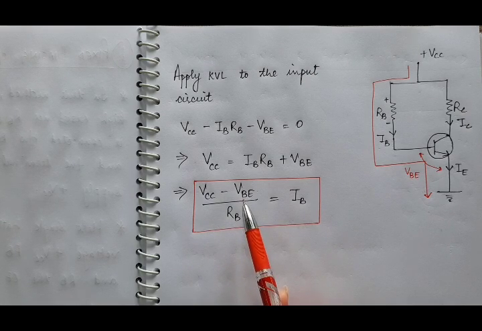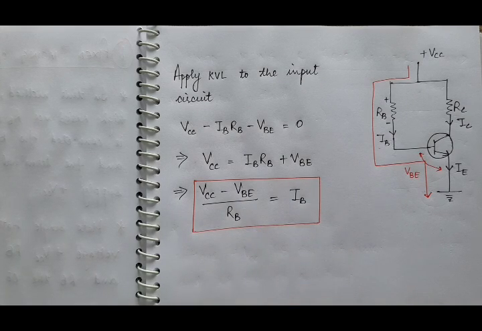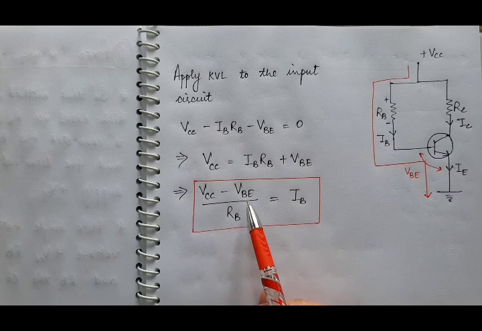We will only neglect this value in case of numericals if they haven't mentioned that the transistor is silicon or germanium. If it is mentioned that the transistor is made up of silicon or germanium, then you cannot neglect this value of VBE in case of numericals. It will only be neglected when it is not mentioned in the statement that the given transistor is silicon or germanium.